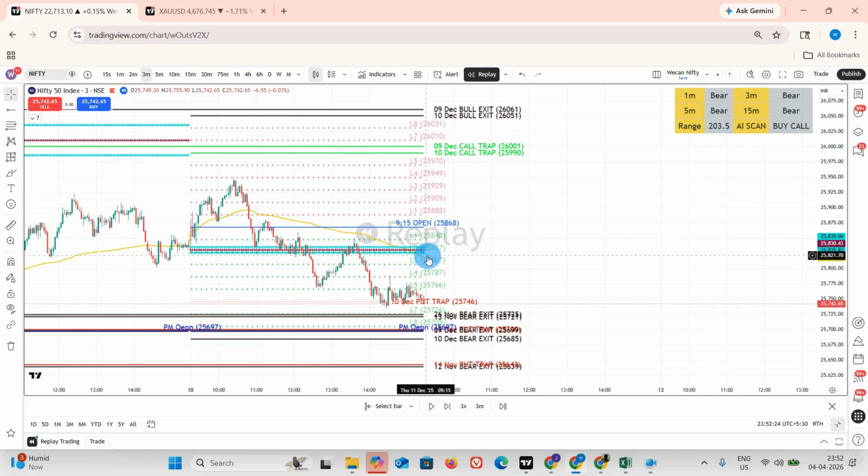Let me explain how the Wecan Institutional Footprint Pro works in this demo. When we apply this indicator, it plots the levels like this at 9:15 itself. That is when the market starts. Well in advance, it plots all the levels.